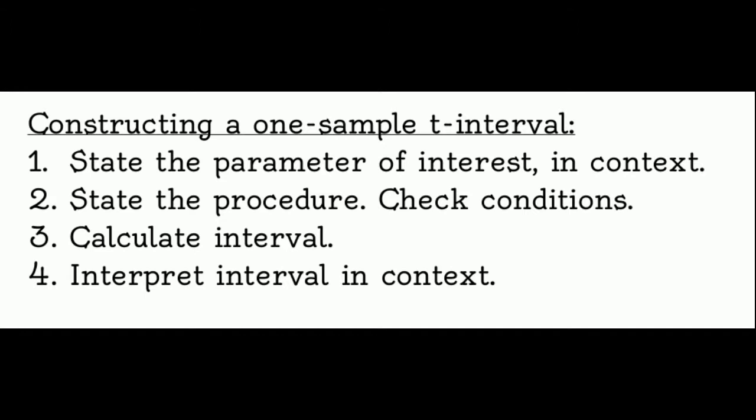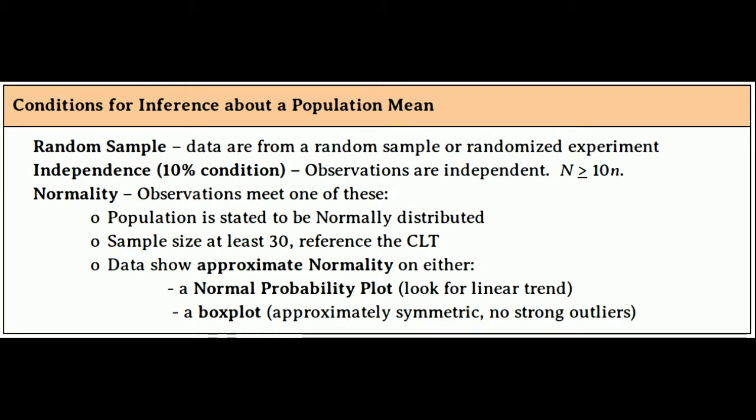So here are the conditions for inference about a population mean. We still need a random sample, so data are collected from a random sample or a randomized experiment. We still need independence, which is our 10% condition. So as long as you are sampling without replacement, the population size capital N has to be greater than or equal to 10 times the sample size, lowercase n. And the third condition is normality.